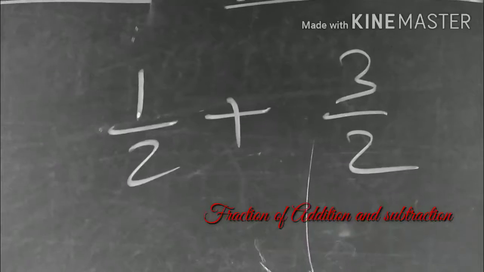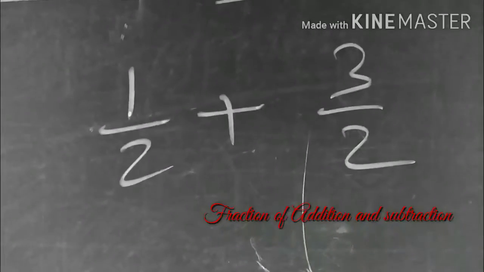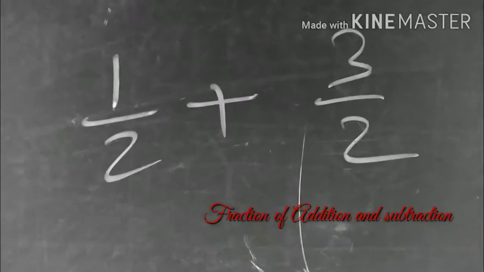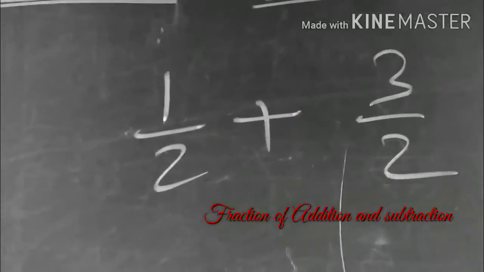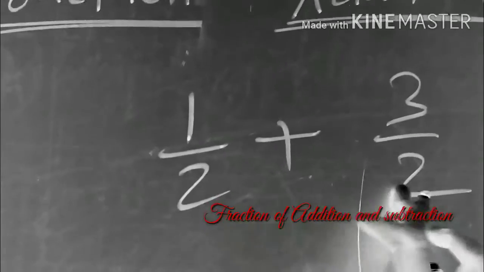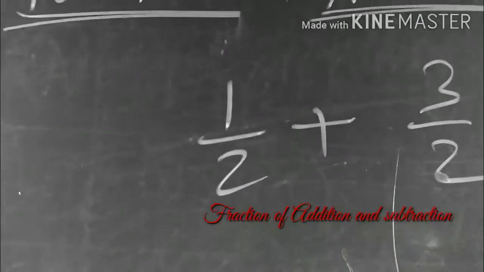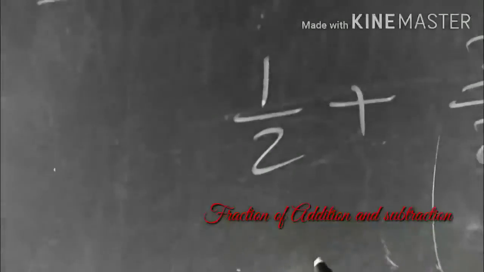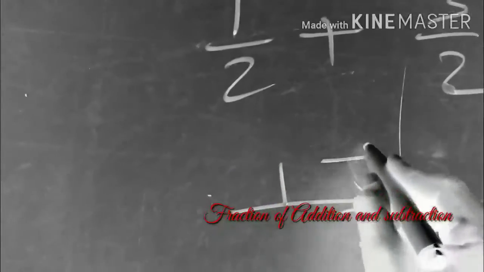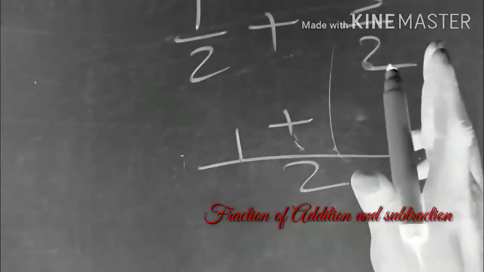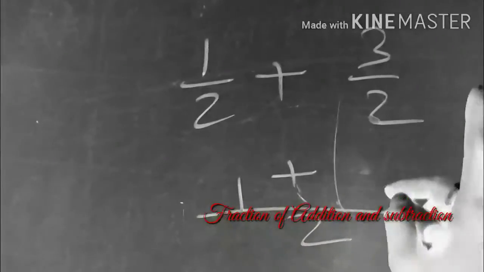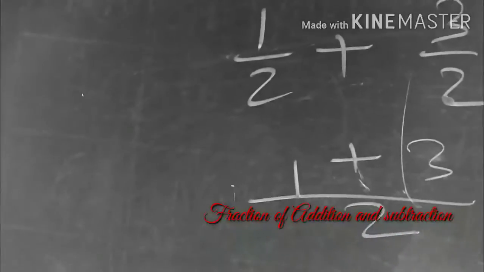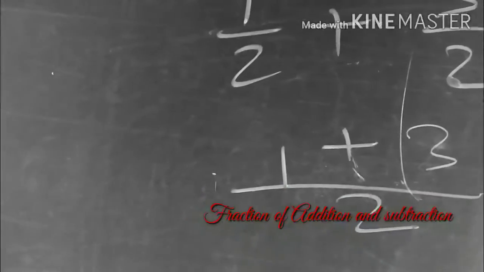This is our second example. Once again I tell you, if you don't know the LCM, go to our playlist. There is an LCM video. You can learn the LCM, then it is easy to understand fraction addition. So the LCM of 2 and 2 is 2. 2 divided by 2 is quotient 1. 1 multiplied by 1 is 1. Plus sign plus, and 2 divided by 2 is quotient 1. Quotient 1 multiplied by 3 is 3. 3 plus 1 is 4.